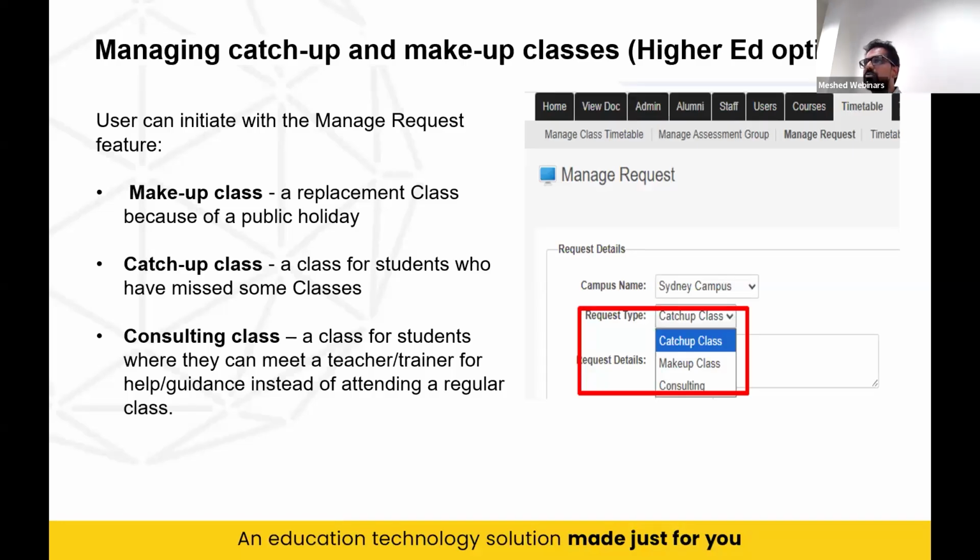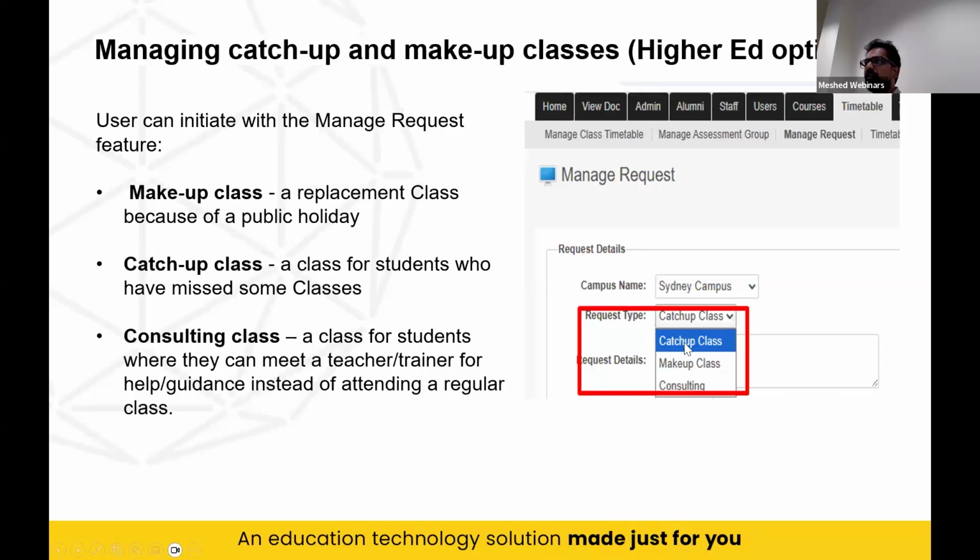Catch-up class is for the students who have lately joined the class and missed some of the classes. For them to catch up, you can create a catch-up class, and then you can record the attendances for those classes. And the last one, we have the consulting class. This is not a regular class. This is for the students where they can meet the teacher and get guidance. If they have any questions they want answered in a class, then they can create a consulting class.